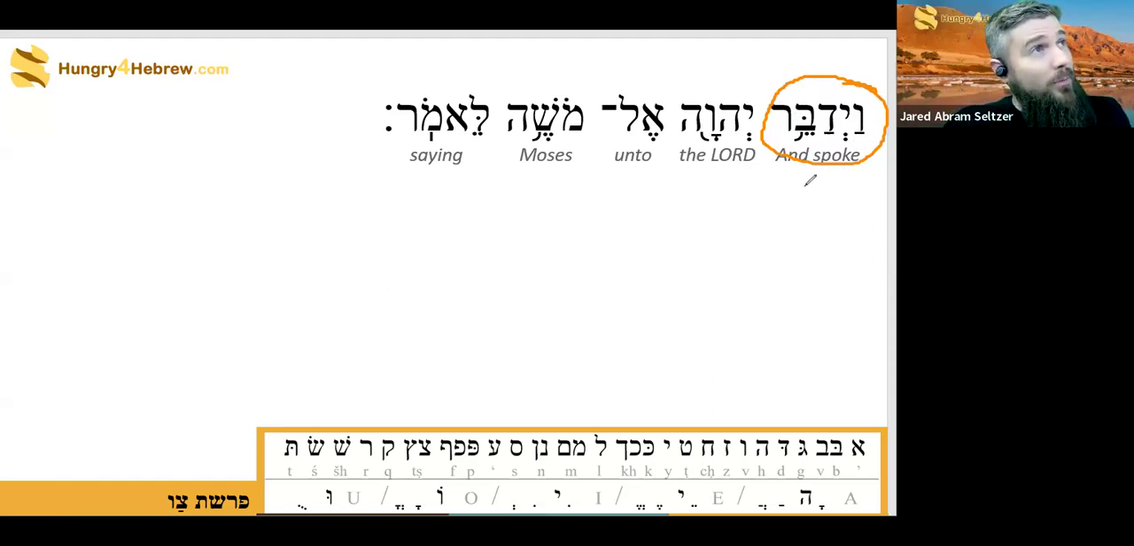I'm trying to figure out what the verb is for being particularly eloquent. So anyway, Vaydaber Adonai, we know it's a Piel because of the Shva, the Patach, and the strong Dagesh. The Lord's name is right there, El Moshe. What is that?